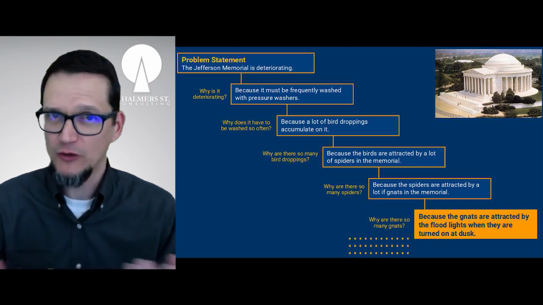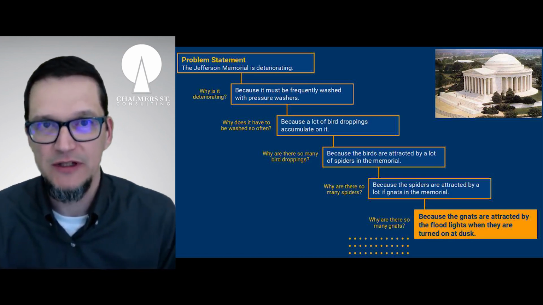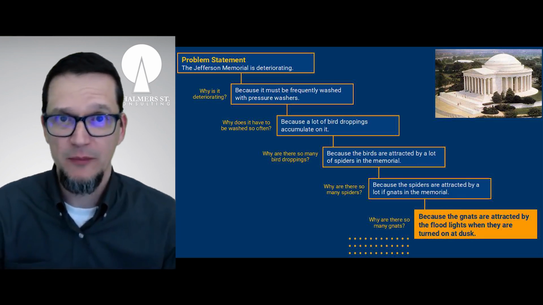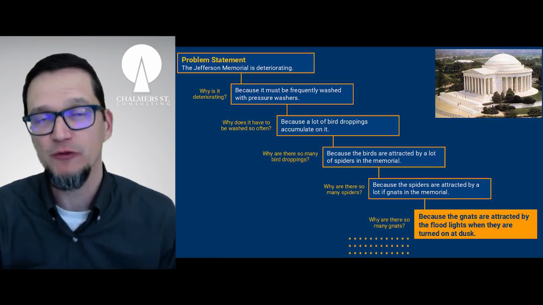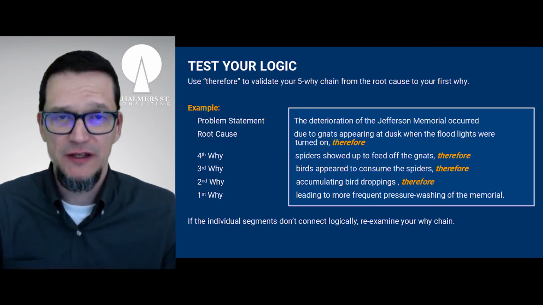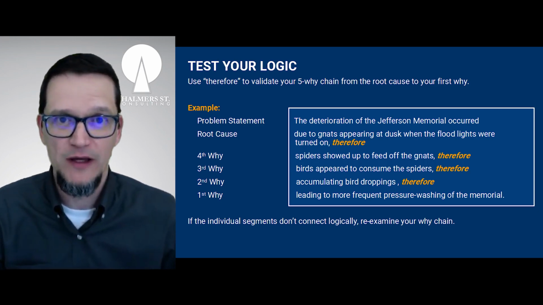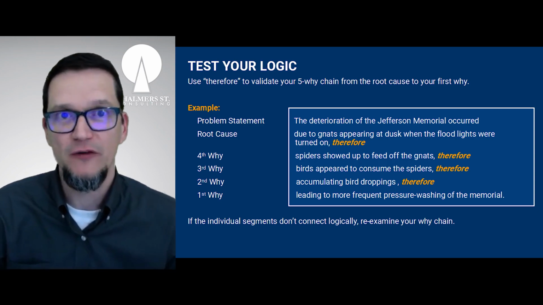So what I just walked you through is actually the reverse logic check that we'll get to here in a second, called the gap test. But you see how the problem statement can be translated into an actionable root cause. So that gap test I just mentioned is about making sure that the logic that you apply to your 5 whys is solid. And you do that by using the term therefore, and therefore reasoning.